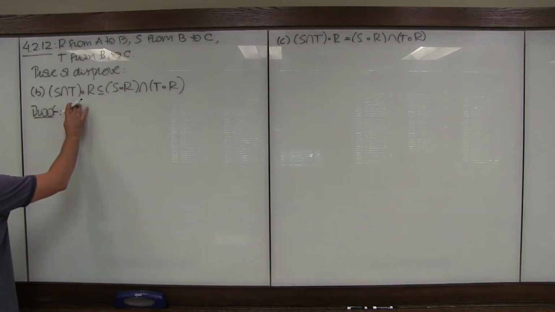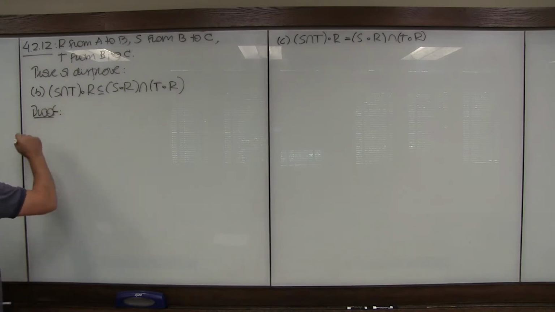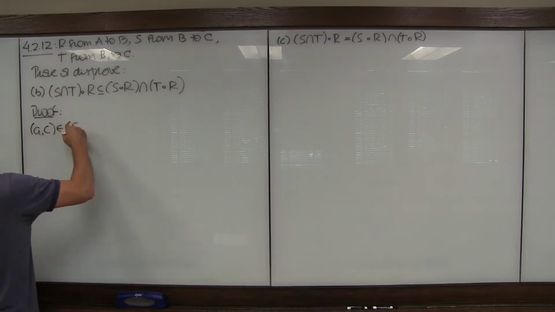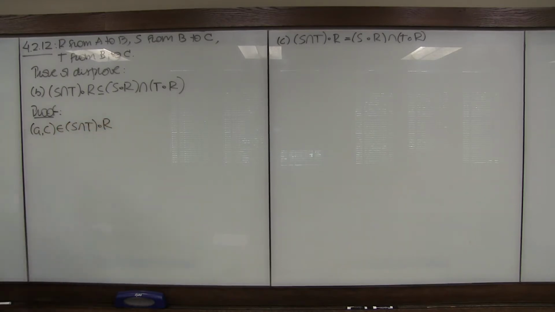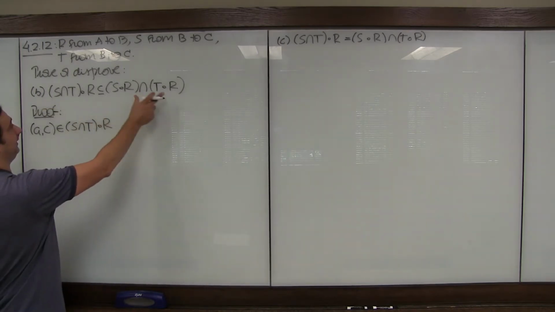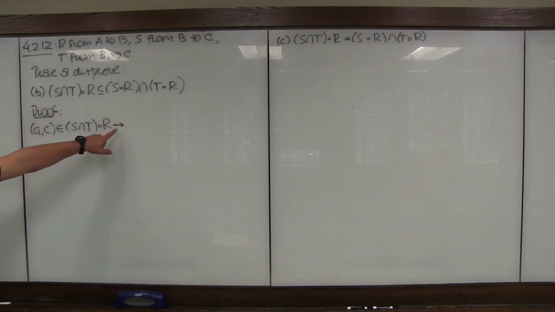So we start with an arbitrary element of the first. Now again, you can think of what is an arbitrary element in here. So R goes from A to B and S and T from B to C. So I have to start with an element (A, C) in here. And I have to show that this element is in the second. So this implies, and that's what I was saying, I'm going to use these sort of implications, these if-thens.